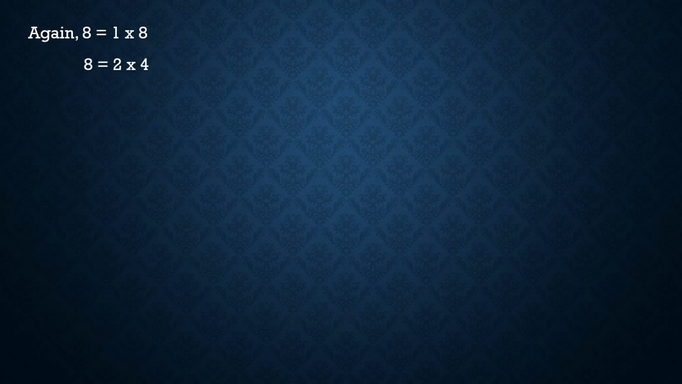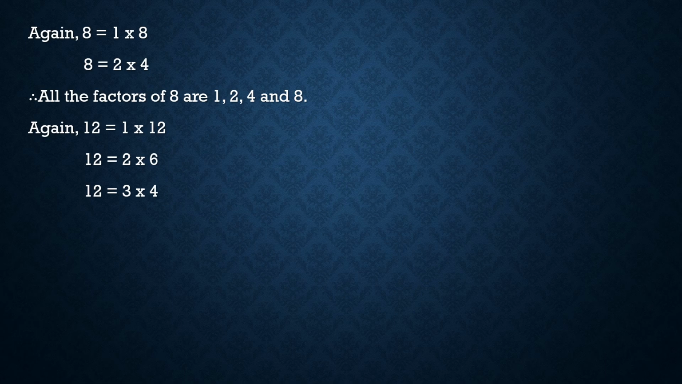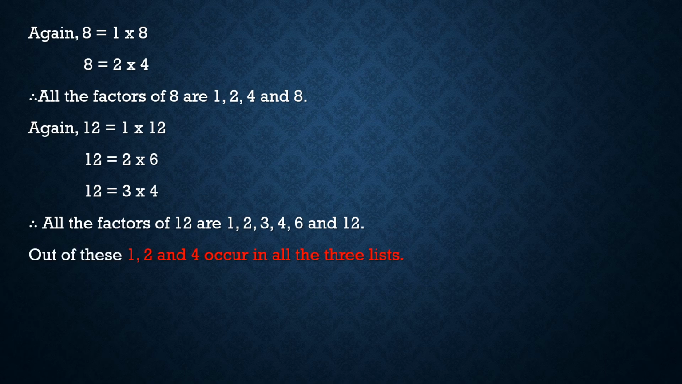Next is 8. 8 can be written as 1 into 8 and 2 into 4. Therefore, all the factors of 8 are 1, 2, 4 and 8. Next is 12. 12 is equal to 1 into 12, 2 into 6 and 3 into 4. Therefore, all the factors of 12 are 1, 2, 3, 4, 6 and 12. Out of these, 1, 2 and 4 occur in all the 3 lists. Therefore, 1, 2 and 4 are common factors of 4, 8 and 12.